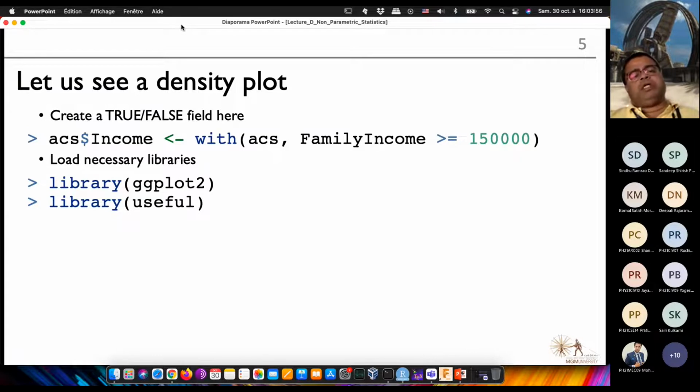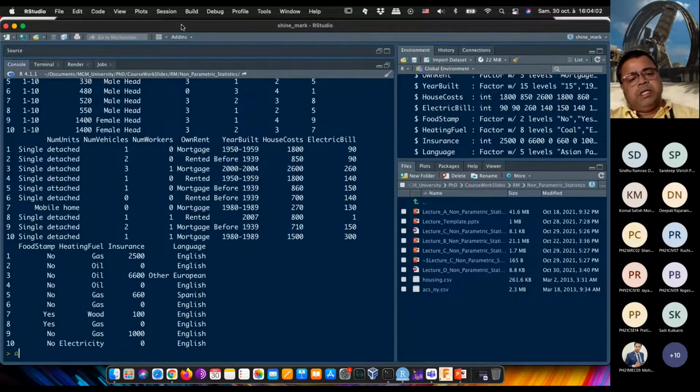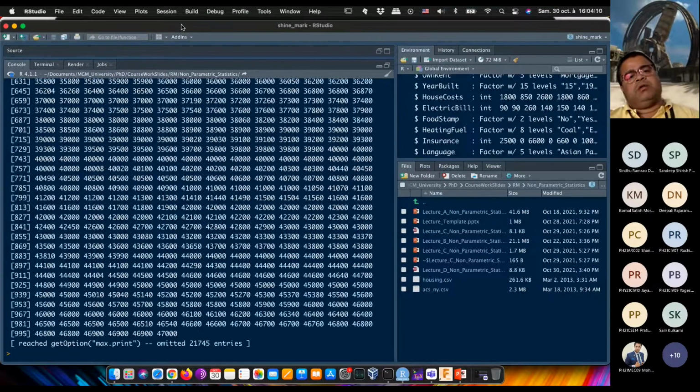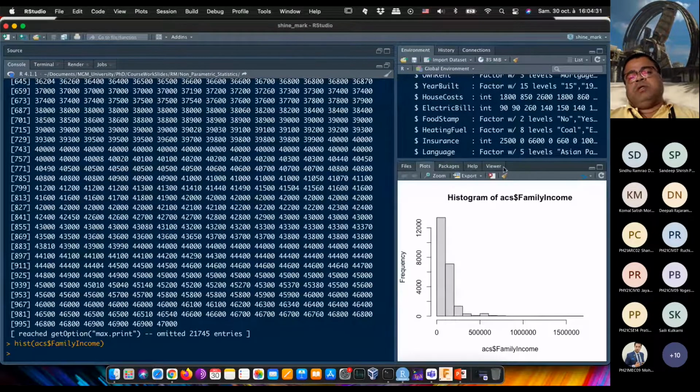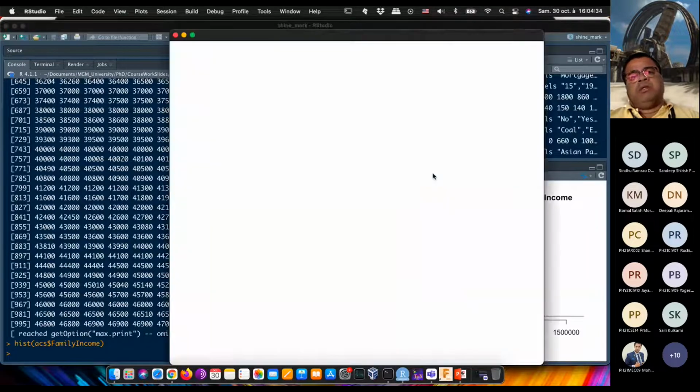So what I have to do is I am now going to create a true false field. Now see, there is this ACS income. Now let us see this ACS income. Okay, family income. Let us do that. Now so many values are there. And if I want, I can plot a histogram of this family income. So how do I do that? hist ACS dollar family income. If I just do that, some histogram will be plotted. There you are. You are now seeing the histogram of the family income.